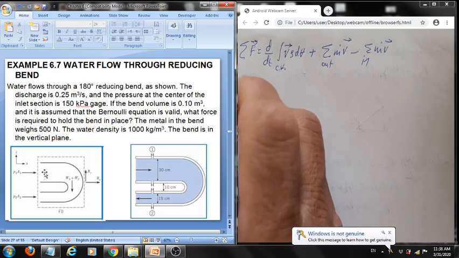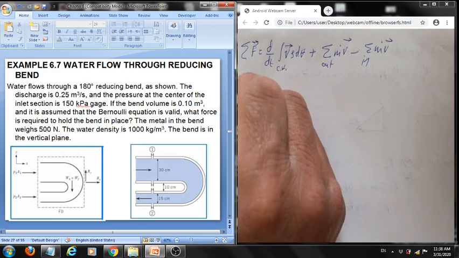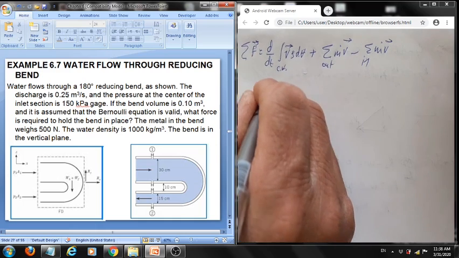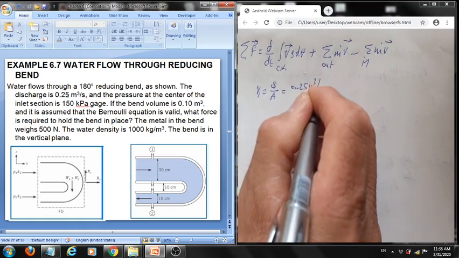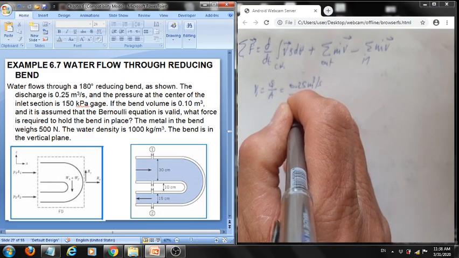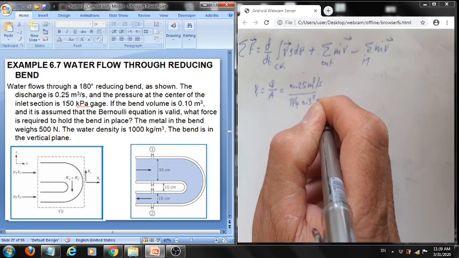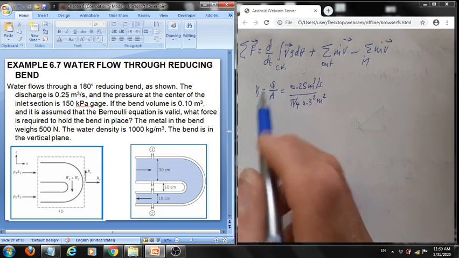Okay, now in here we are given the pressure at the inlet, and he's telling us that the Bernoulli equation holds. It has a flow rate of that much, so we can find V1. V1 will basically be discharge over area. We're given the discharge to be 0.25 cubic meters per second over the area, where the inlet diameter is given to us as 30 centimeters, so it will be pi over 4 times 0.3 squared meter squared. So we'll have meter cubed over meter squared, so it will become meters per second as expected.